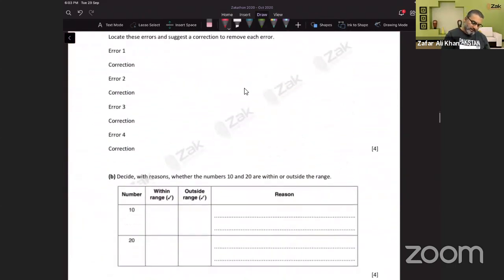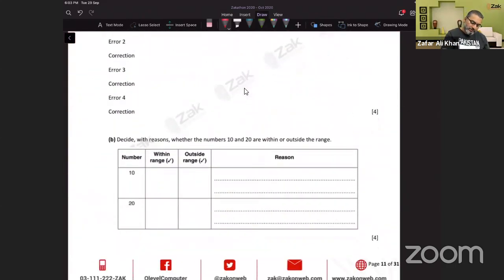So 10 is outside the range and 20 is outside the range, because the check is greater than 10 and the other check is less than 20. Had that been greater than or equal to, or less than or equal to, only then.